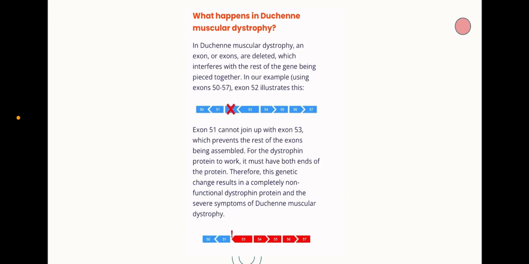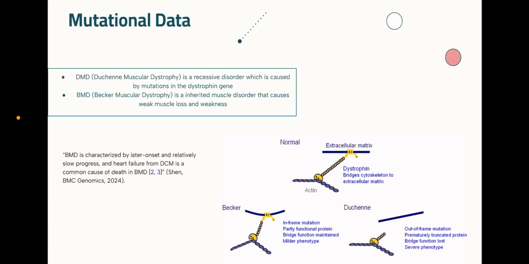Whereas in Duchenne muscular dystrophy, also known as an out-of-frame mutation, the 52 train car in this example gets deleted, and 51 and 53 have to come together, but they don't fit. The puzzle pieces don't match. That's why for Duchenne muscular dystrophy, the symptoms are more severe than Becker muscular dystrophy.